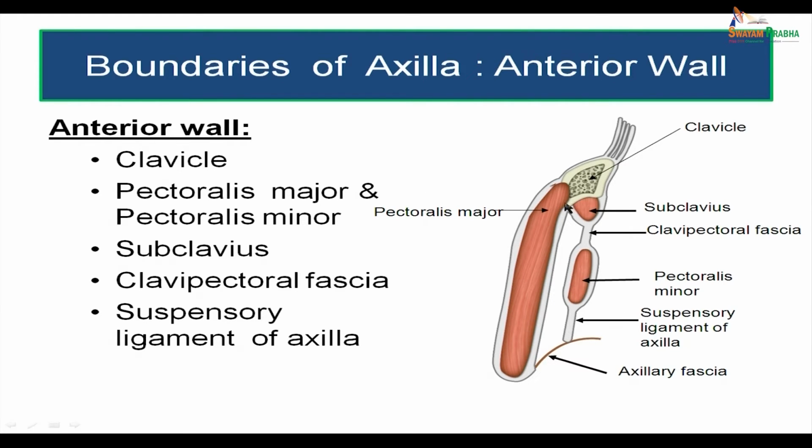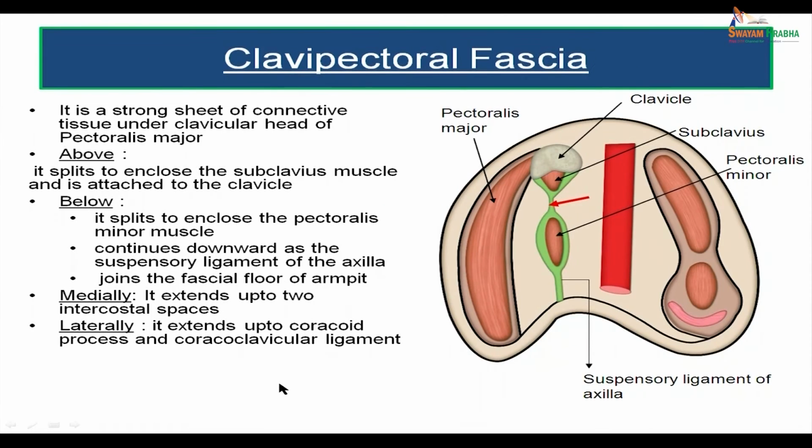All these form the anterior wall. Now we come to clavipectoral fascia. What is clavipectoral fascia? Clavipectoral fascia is the strong sheet of connective tissue just under the clavicular head of pectoralis major. We can see it starting from the under surface of the clavicle. It splits to enclose the subclavius muscle, then it passes down, and then again it splits to enclose the pectoralis minor muscle. Then it finally passes down.